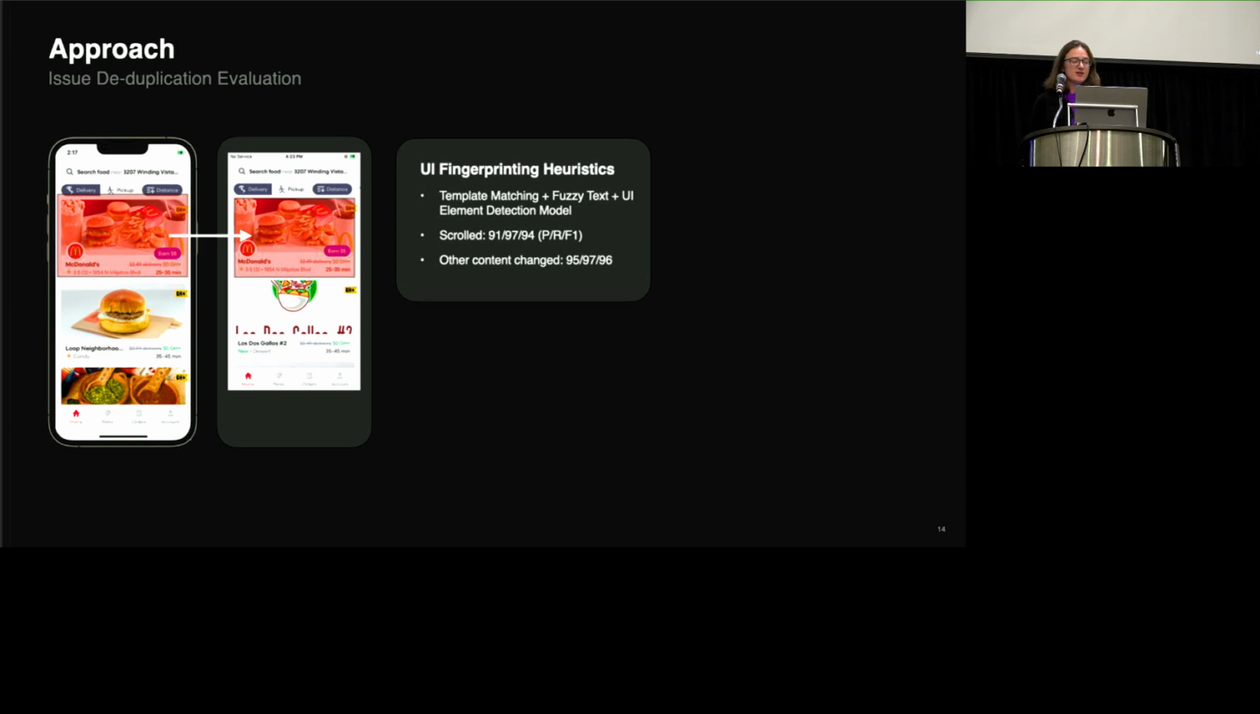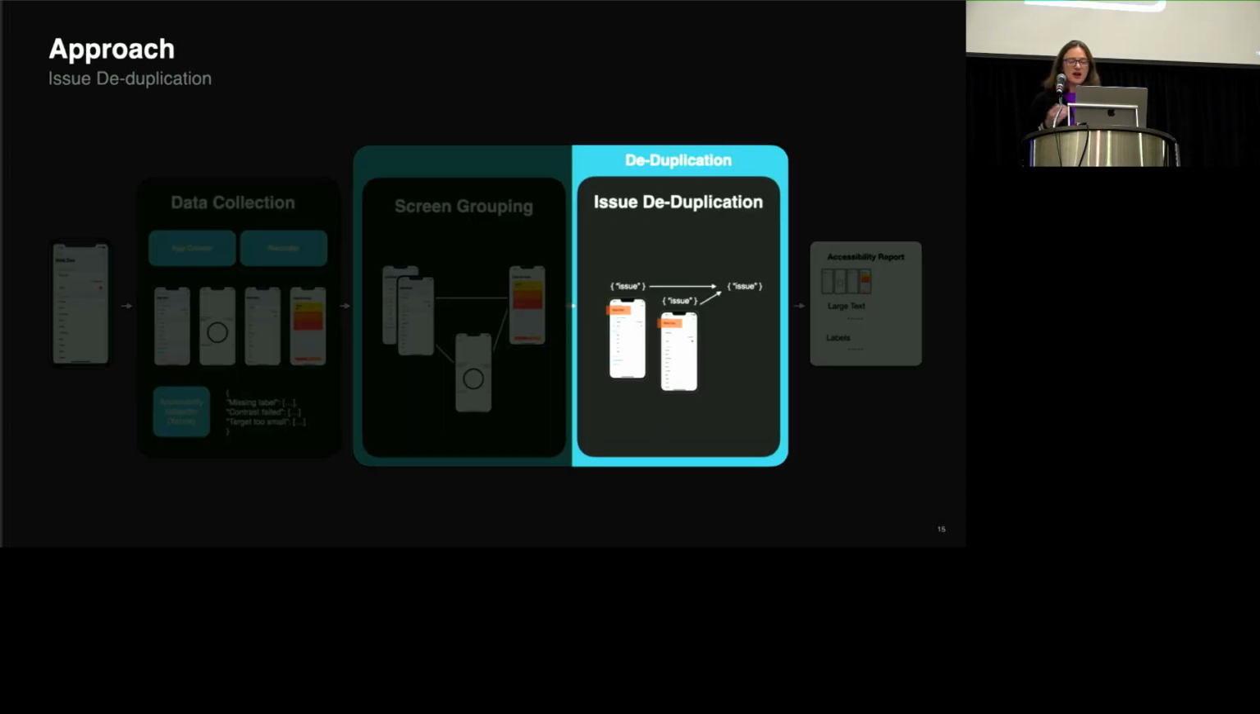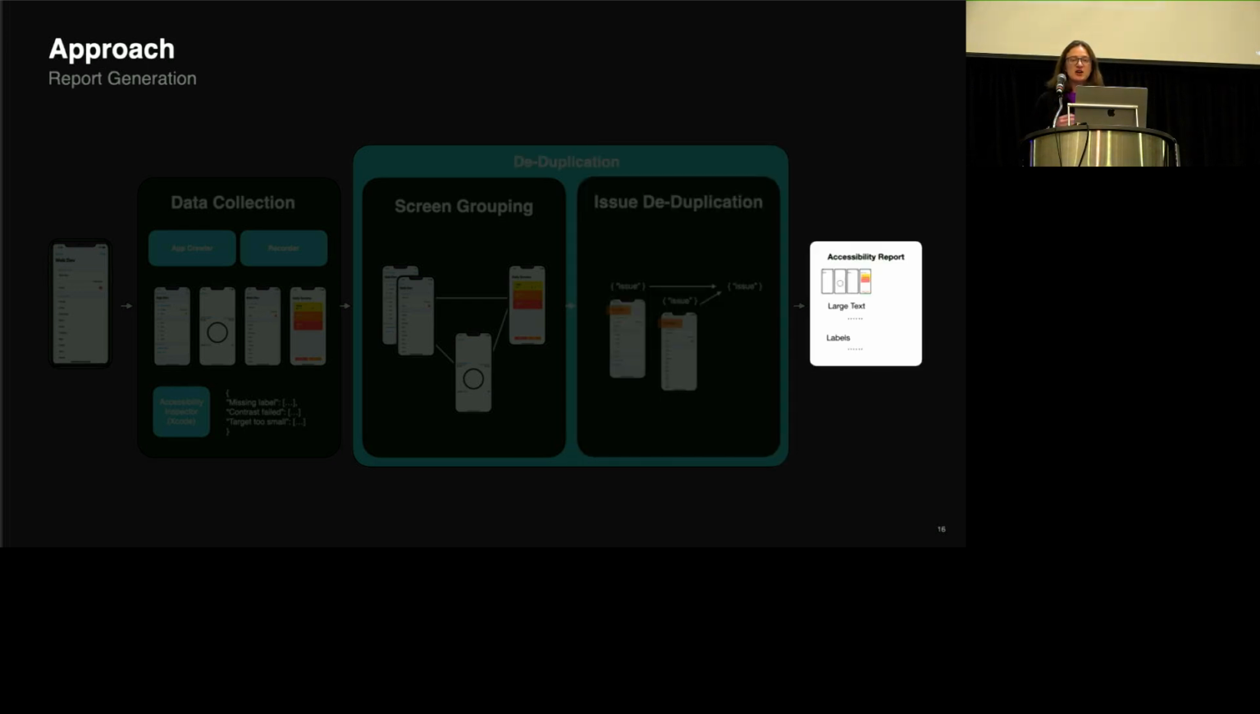And in this case, it performs quite well, even working pretty well on screens that are scrolled down slightly or have other content changes. And once we have the set of unique issues for each group of screens identified, we generate this interactive HTML report as the output of our system.